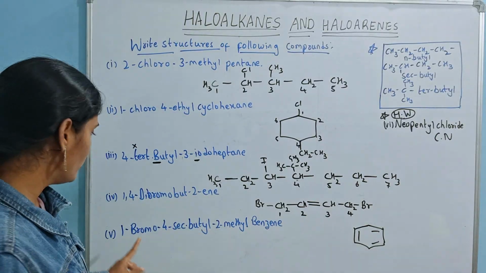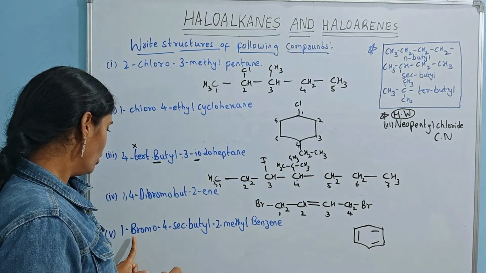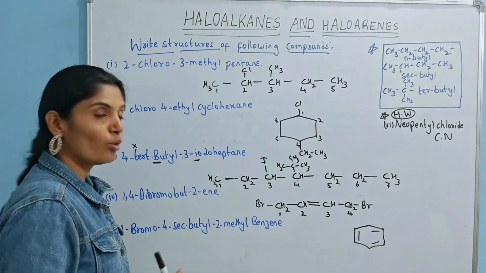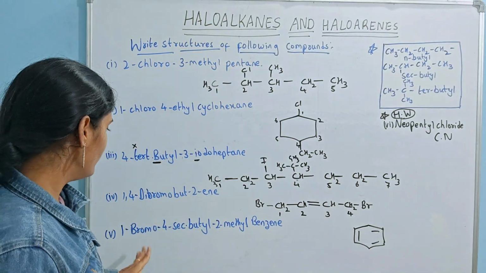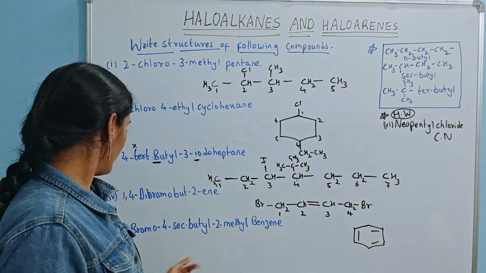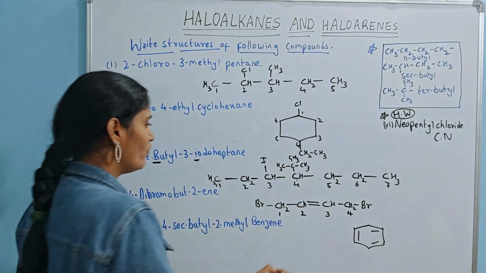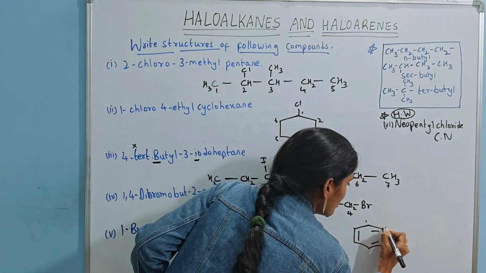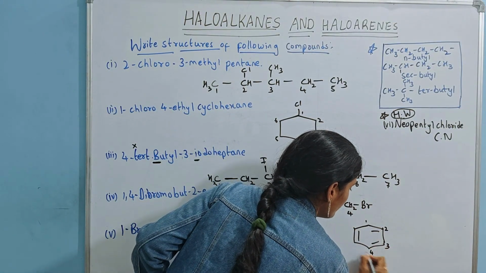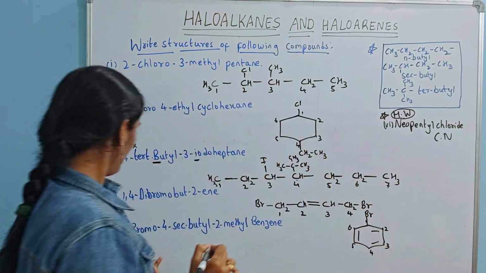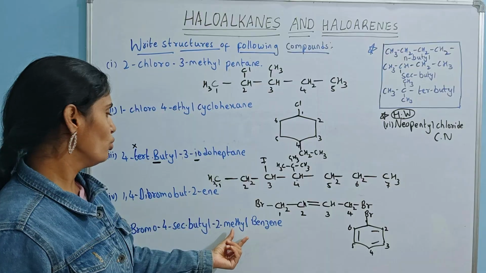See how neatly they have written according to the alphabetical order: bromine, butyl and methyl. So please check the alphabetical order when you are naming, because here it is already named and given. We are just writing the structure out of it. 1-bromo, so here I will take it as the first carbon. 1, 2, 3, 4, 5, 6. It will be what? 1-bromo, 4-secondary butyl, 2-methyl benzene.